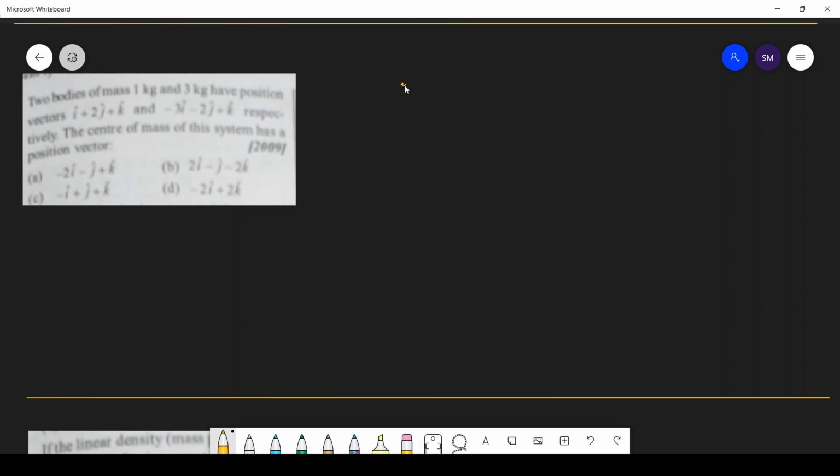So now we have two bodies of mass 1 kg and 3 kg, and their positions are given by vector r1. So this is the origin, and this position vector r1 is i cap plus 2j cap plus k cap, and the position vector r2 is minus 3i cap minus 2j cap plus k cap. So these are the two masses. The center of mass of this system has the position vector?